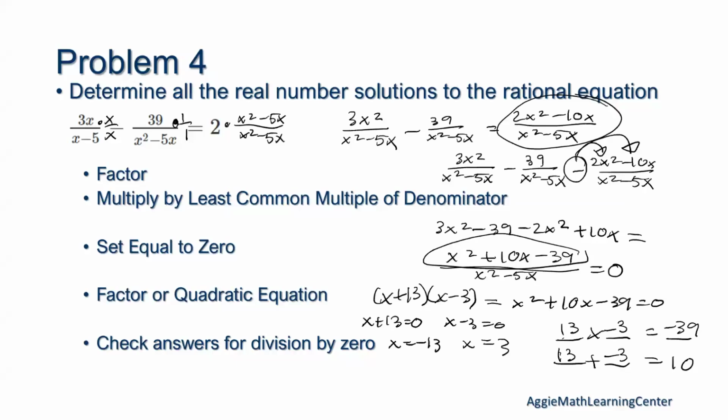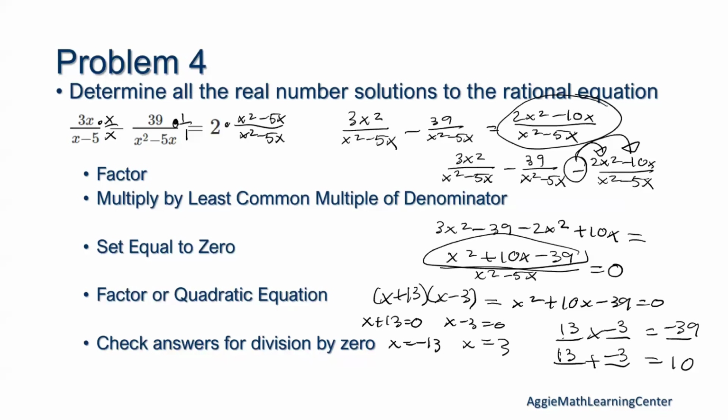Yes. Would it also work if you multiplied to get rid of the fractions? Like if you multiplied everything by x times x minus 5 and just put it into the numerators, would it eliminate the fractions? Yeah, that would work if you multiplied the entire thing by x squared minus 5x.